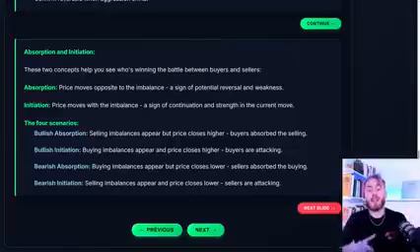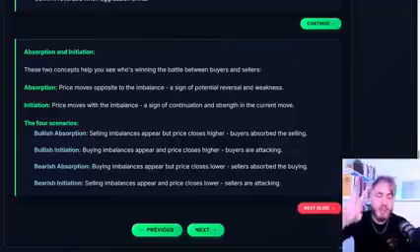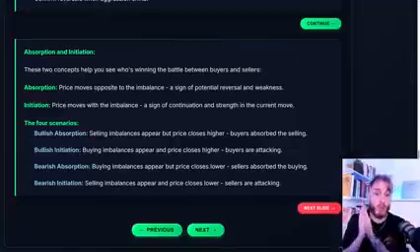initiation. Alright, so now let's switch attention and take a look at two super powerful concepts when it comes to order flow trading.